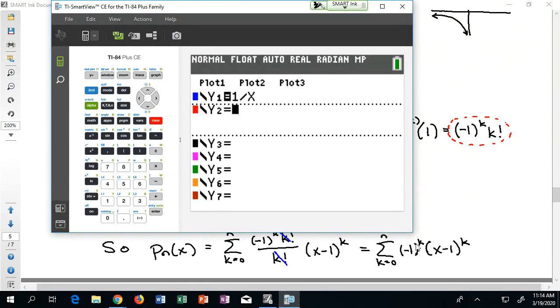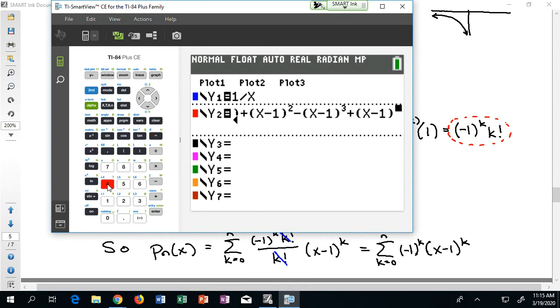Notice if I started at k as 0, I'm going to get my first term here is just 1. My next thing should be subtracted, and that's going to be just x minus 1. My next thing should be added, and I would have x minus 1 squared. My next thing should be subtracted, and that would be x minus 1 to the third. And my next thing should be added, and that would be x minus 1 to the fourth.